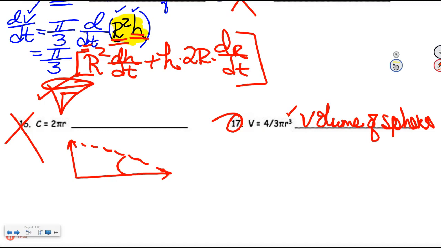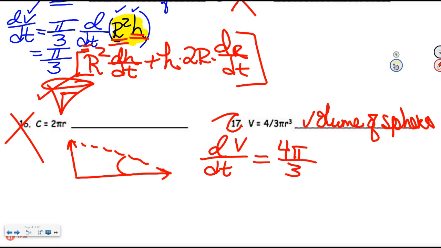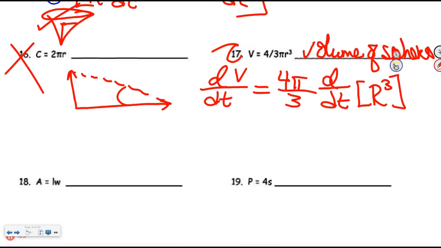So on this one, I will take the derivative of the volume will be equal to, anticipate, I'm going to pull the constant non-variable portion out front of my derivative. So I'd have 4 pi thirds times the derivative with respect to time of r cubed. I will use implicit differentiation.